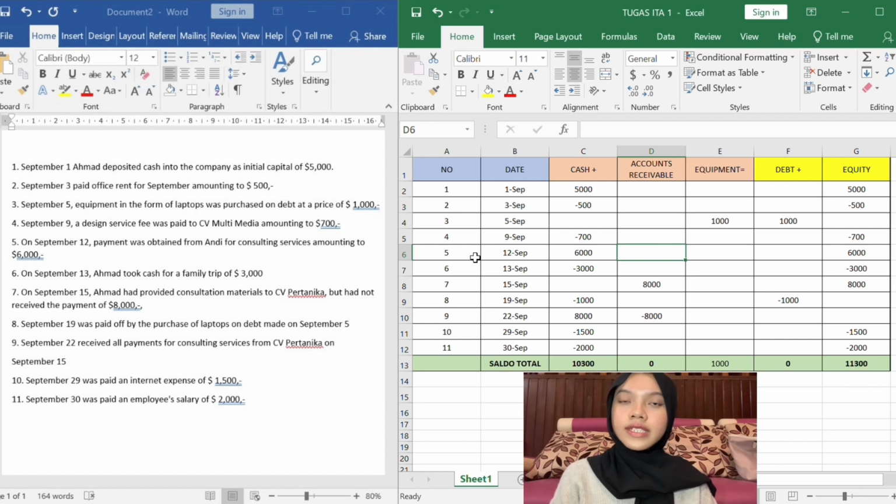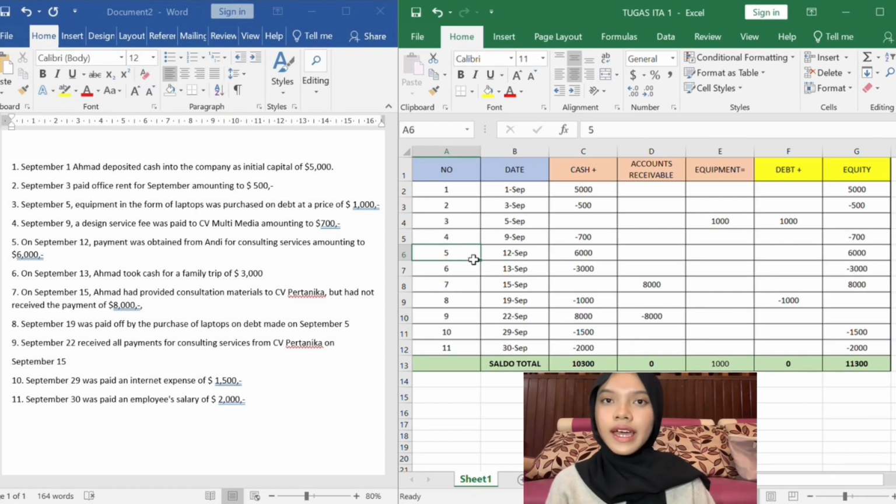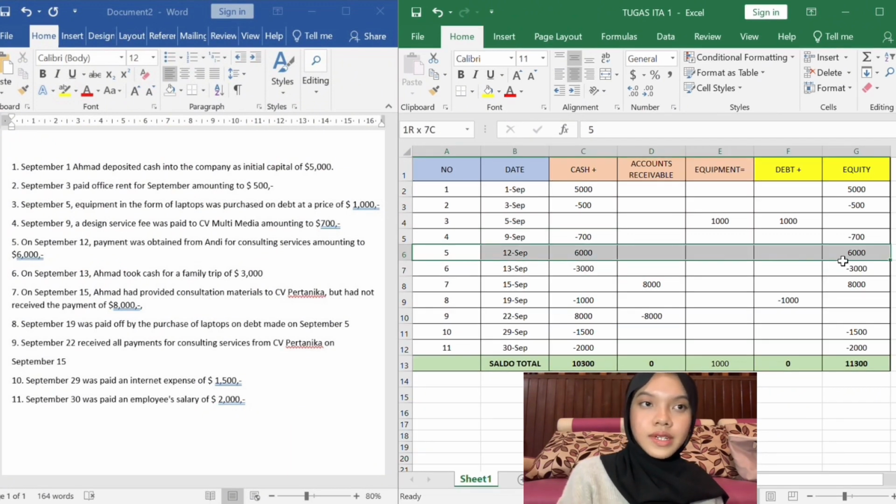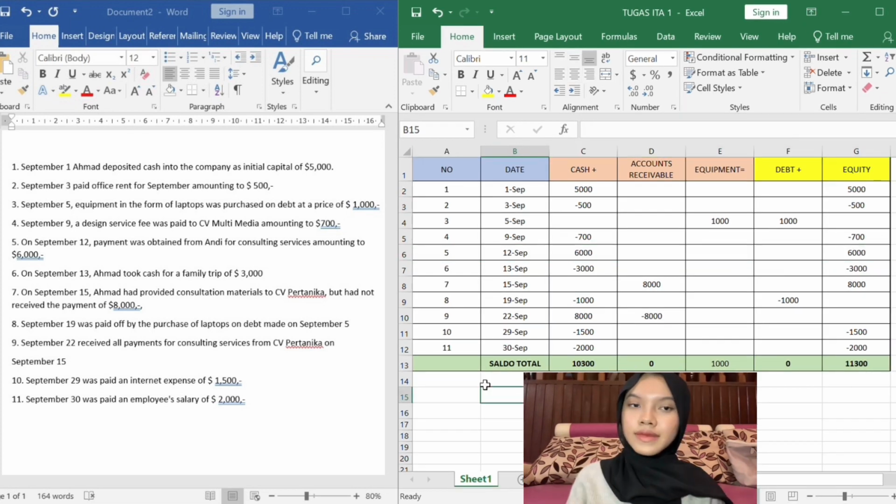5. On September 12, payment was obtained from Andy for consulting service amounting to $6,000. It adds into cash and equity table because the account increased $6,000 from Andy for consulting service.